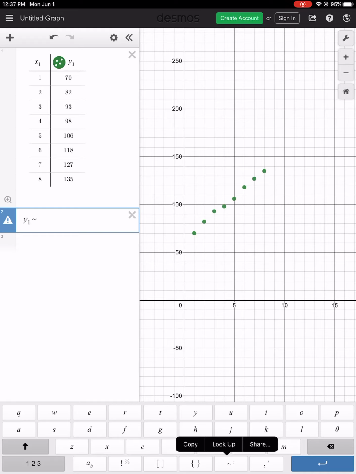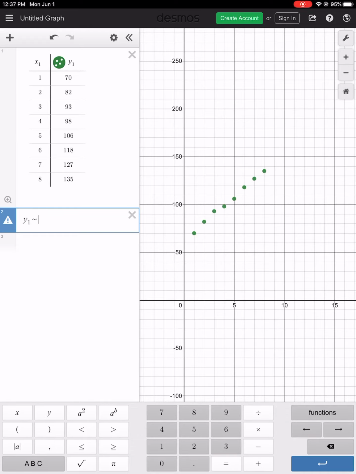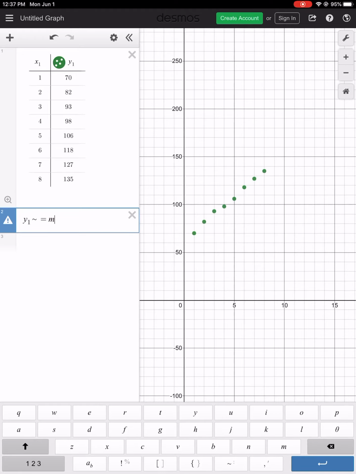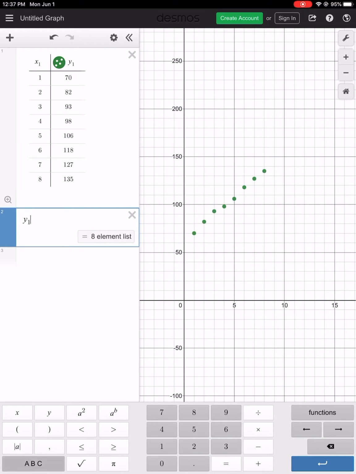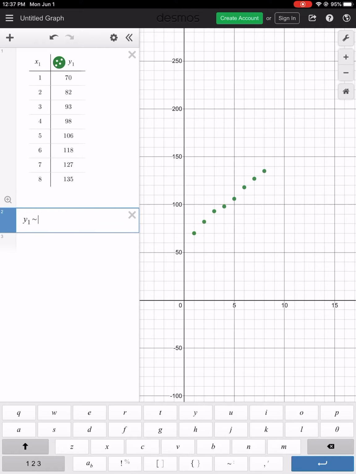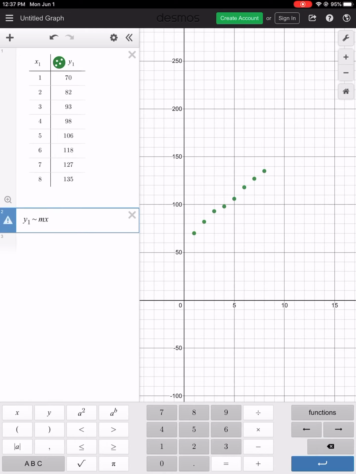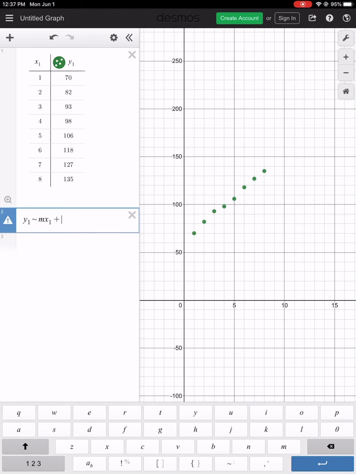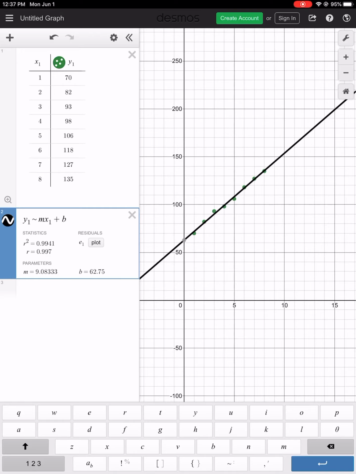All right, and now we need to go back to the 1, 2, 3 screen. So Y1 tilde, now I have to go back to ABC because I need an M. Oh, sorry, there's no equals, I'm sorry. Y1, now I lost the tilde. Let's try this again. Y1 tilde M, go back to 1, 2, 3, X1 plus, go back to ABC and pick B. And there's the line of best fit.